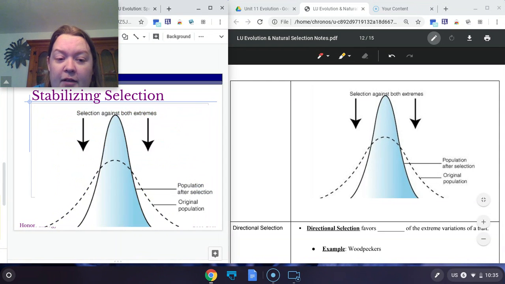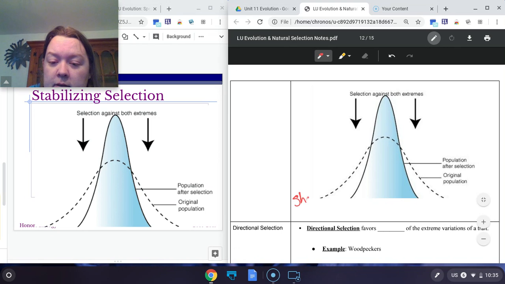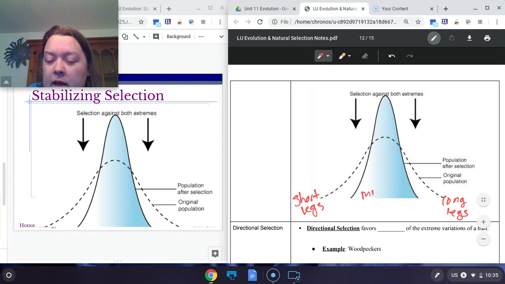So when we're looking at the graph here, this side would be short legs. This side would be long legs. And this would be mid-sized legs. And if you're a rabbit, having middle-sized legs is going to be best. Therefore, the selection is going to be for a phenotype in the middle. So it would be stabilizing selection.